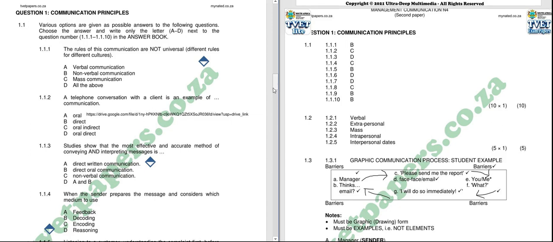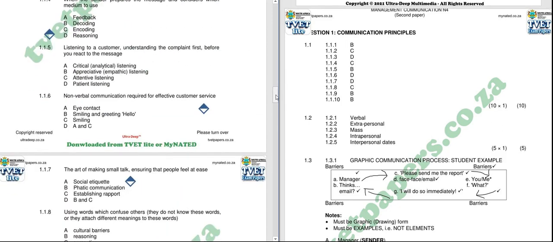So we proceed with our multiple choice parts, where we are now on number 5: listening to a customer, understanding the complaint first before you relate to the message. So this is B, appreciative, in brackets empathic, listening. Then number 6: non-verbal communication required for effective customer service. The correct response is D, A and C, where A is eye contact and C is smiling. Number 7: the art of making small talk, ensuring that people feel at ease. The correct answer is D, where we've got B and C. B is empathic communication, and C is establishing rapport.